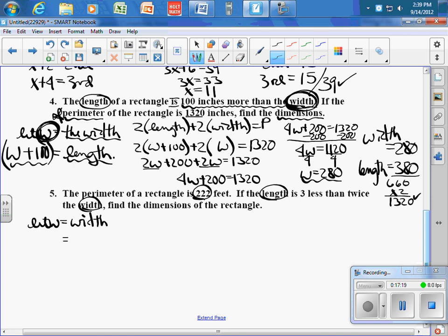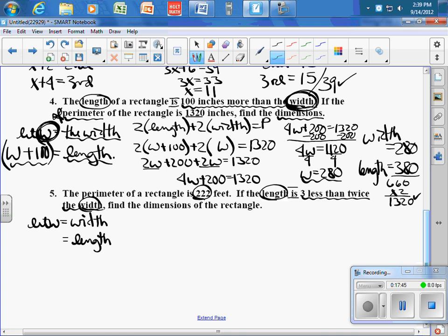Now I'm not going to be able to use L for the length. I have to write an algebraic phrase. It's called an open phrase for what we're going to be using for the length. And now what does it say about the length? The length is 3 less than twice the width. And we've been working up to this point on translating verbal phrases into algebraic phrases.